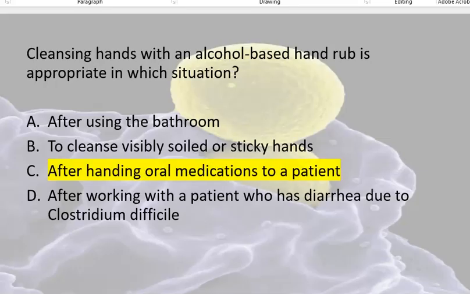Alcohol-based hand rubs are not appropriate if one's hands are visibly soiled or feel sticky, or if you have just toileted. In these cases, wash your hands instead of using alcohol-based hand sanitizer. It's also ineffective against spore-forming organisms such as C. diff.